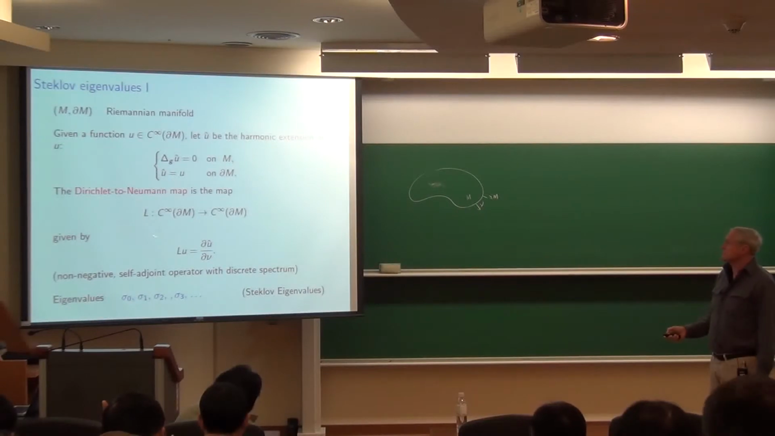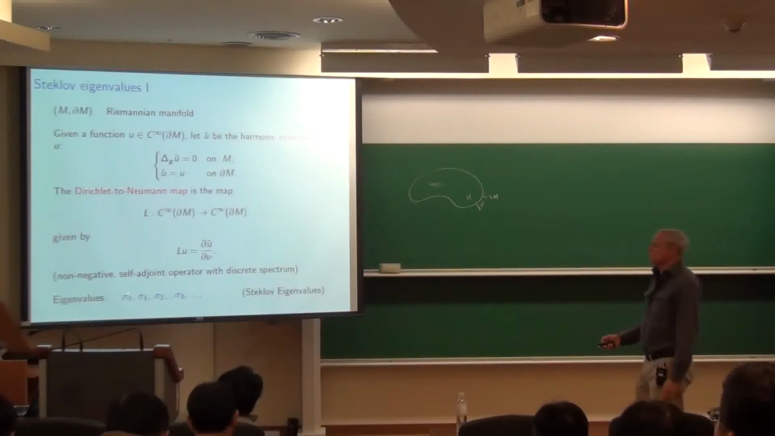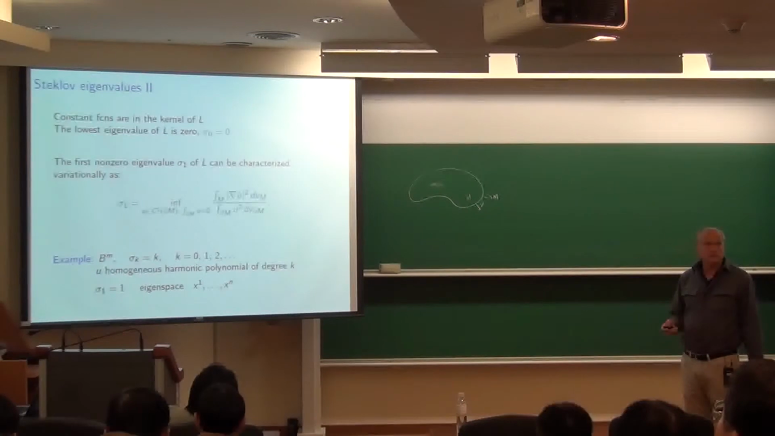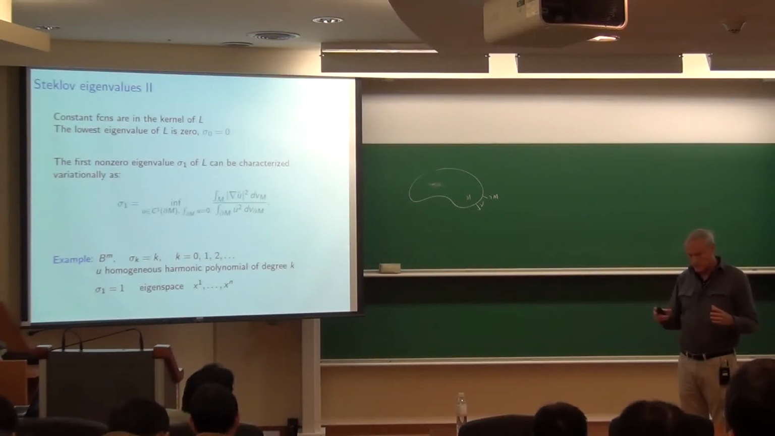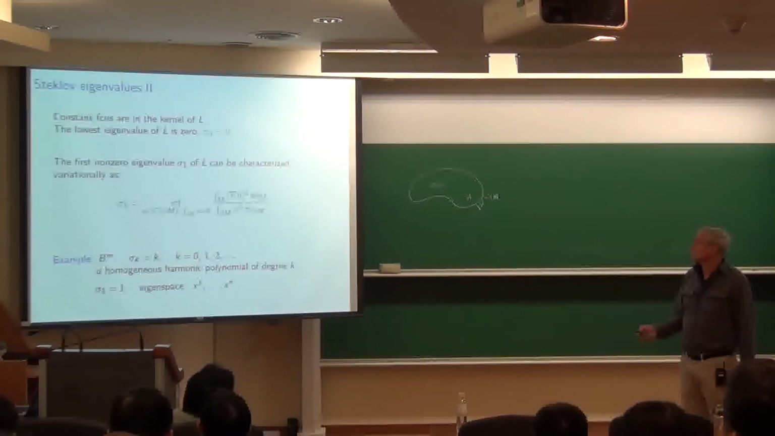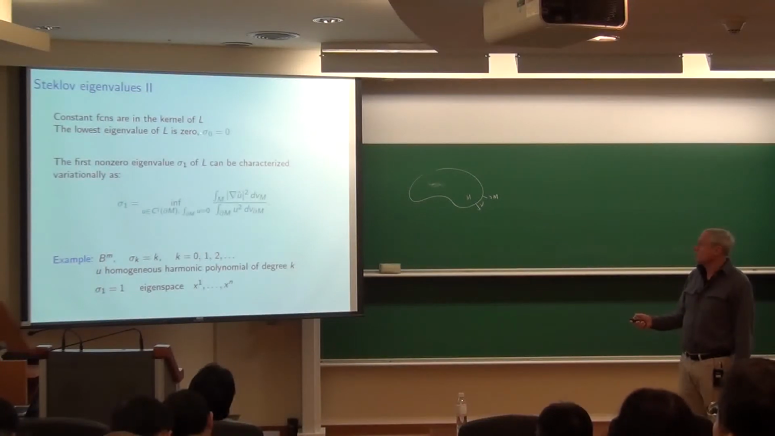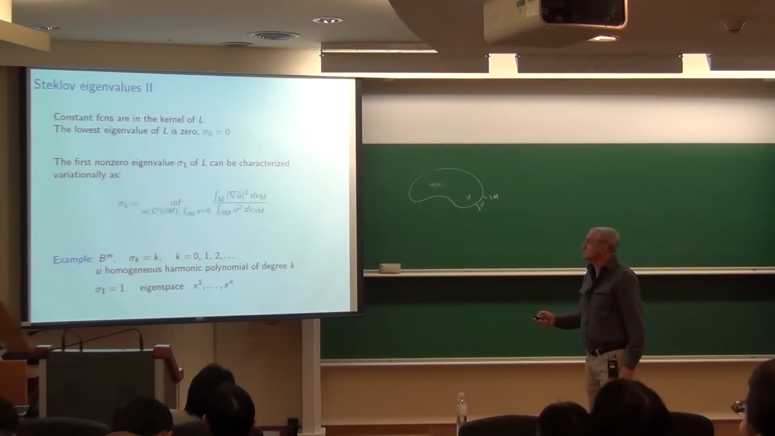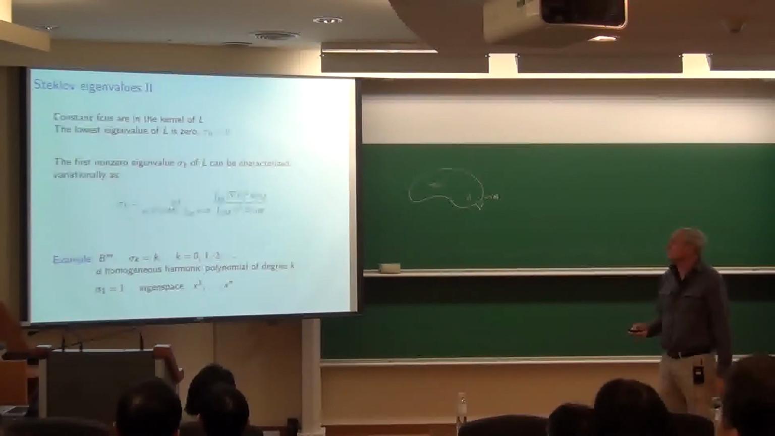Okay, but in any case, it's an operator, it's non-negative, self-adjoint, and it has a discrete spectrum. Its eigenvalues are called Steklov eigenvalues. So there's a sigma naught, one trivial one, and then all the others are positive. The trivial one comes from constant functions. Obviously, if we take our function to be constant on the boundary, then the harmonic extension is constant, so its normal derivative is zero. So that's in the null space of L, a multiplicity one eigenspace, consistent with constants. We'll call that trivial eigenvalue sigma naught.